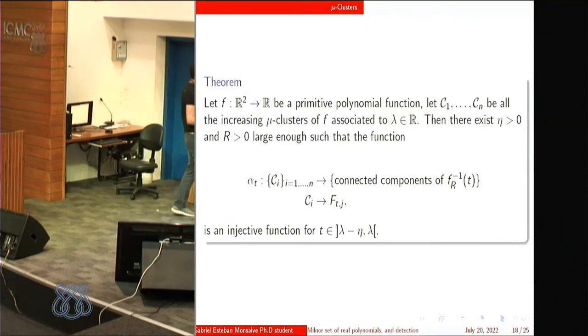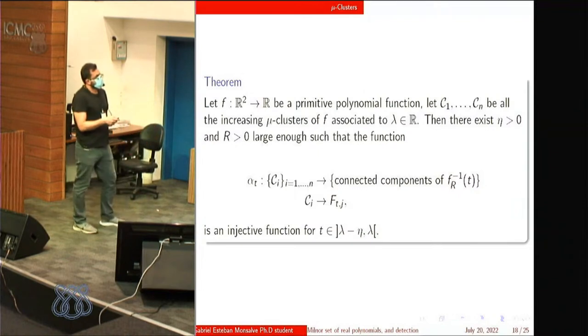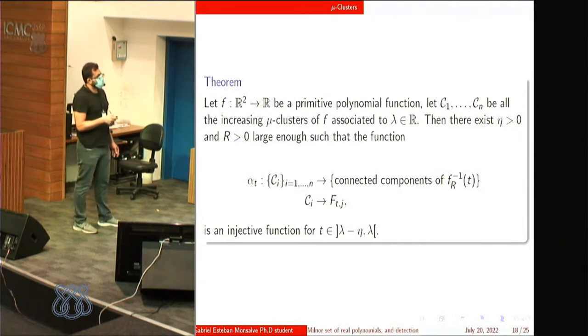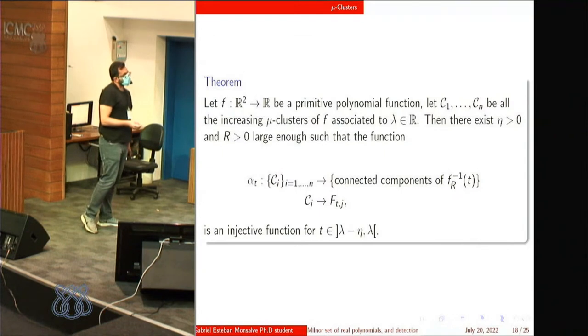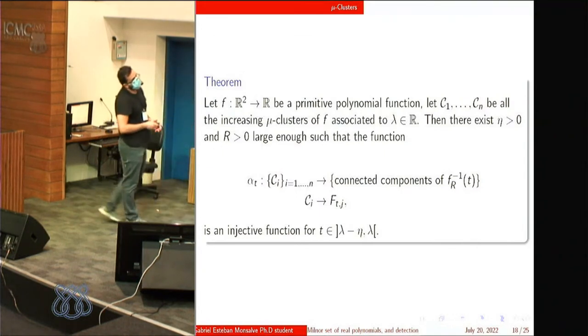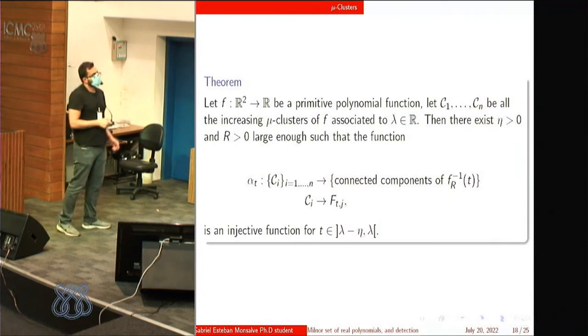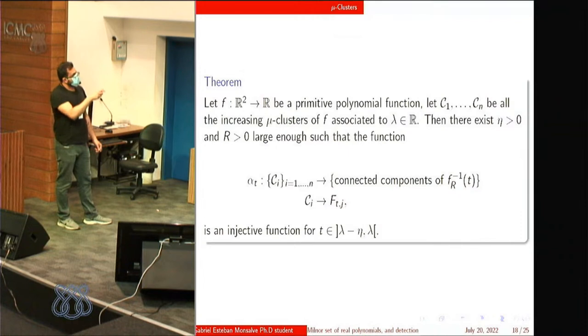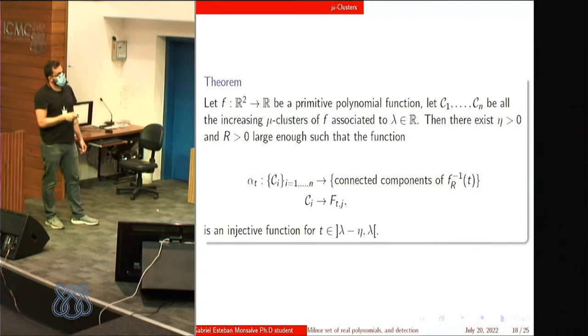So in some sense, what we have is a correspondence: for all the mu clusters C1 up to Cn associated to the same value lambda, we can associate to each of them a connected component of the fibers of f at t close enough to the value lambda, that intersects all of them. So we have just a function, which means we have a function that corresponds with that. But this theorem says that if we restrict f outside a big enough circle, this correspondence, in fact, is an injective function.